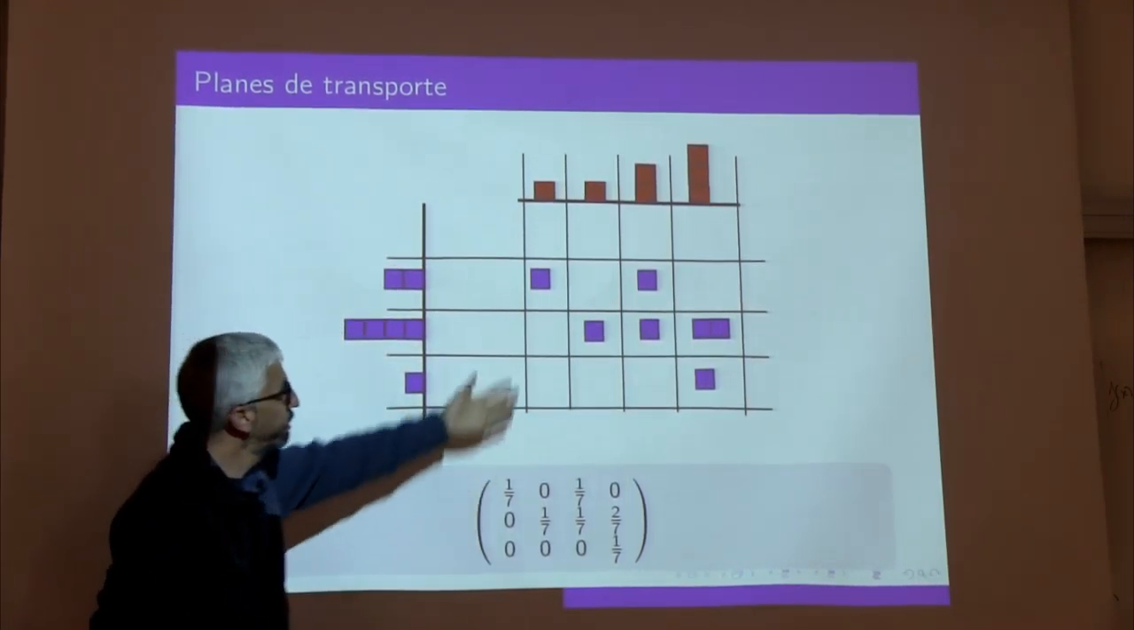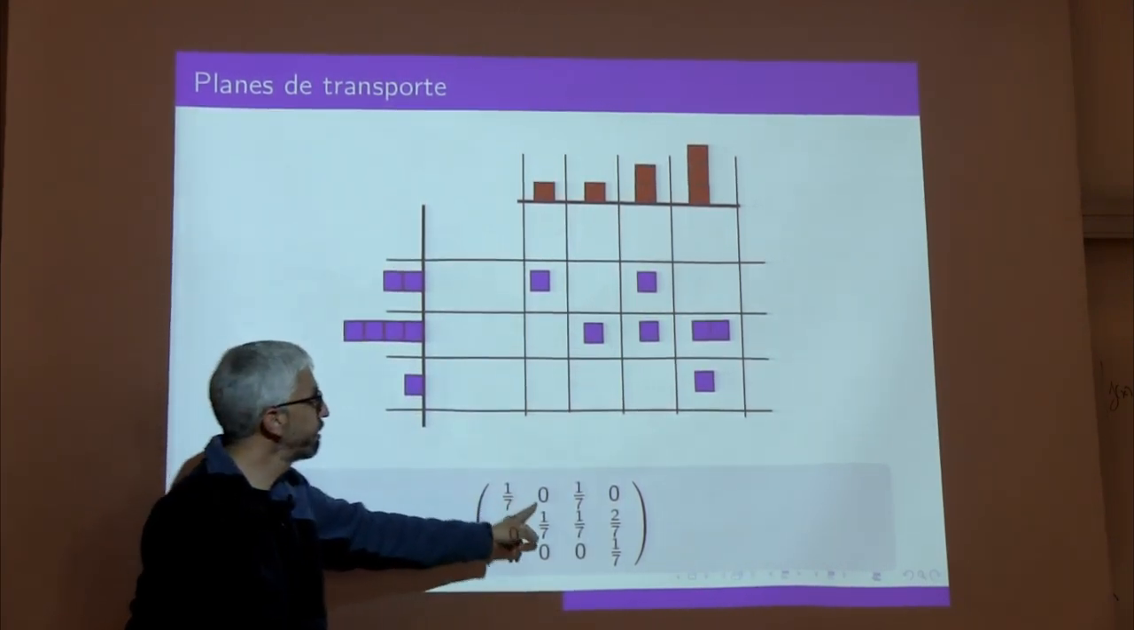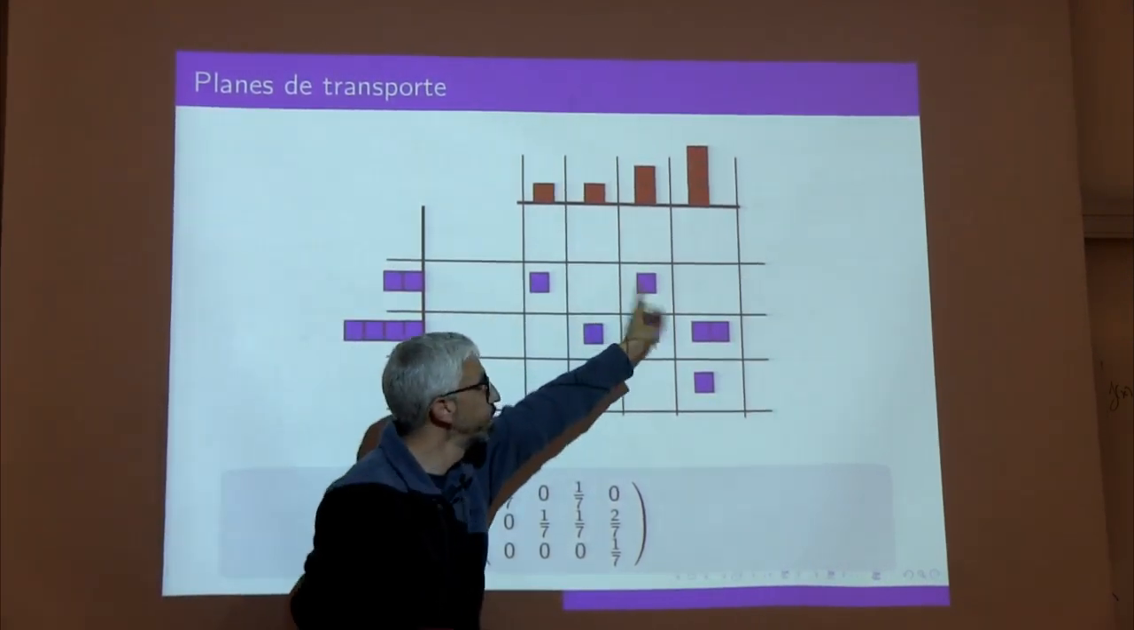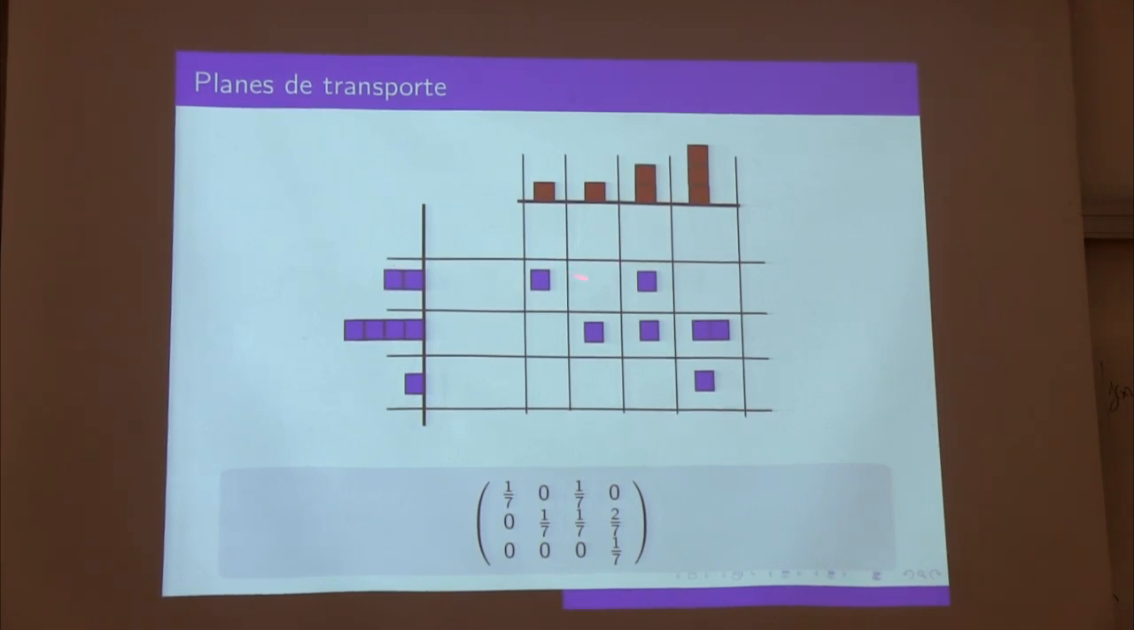Okay, so this transportation plan is encoded by this matrix. I have 1/7 here, 0, 1/7, because I have 1, 0, 1. So the space of transportation plans between the two distributions is really the space of matrices with non-negative entries that sum to 1, which looks suspiciously like a probability distribution in the product space. And that's in fact what happens in general.